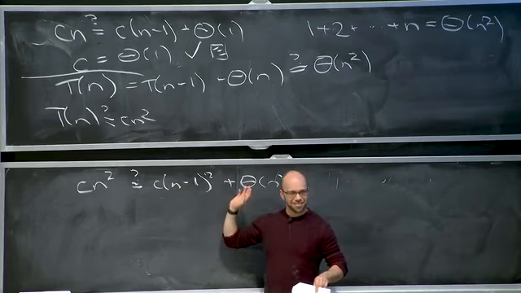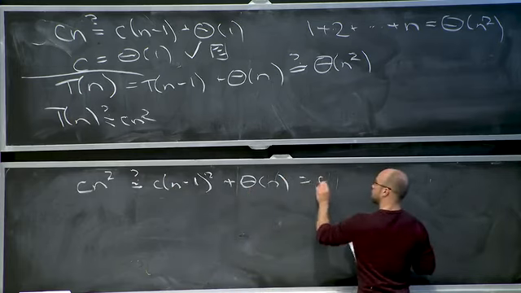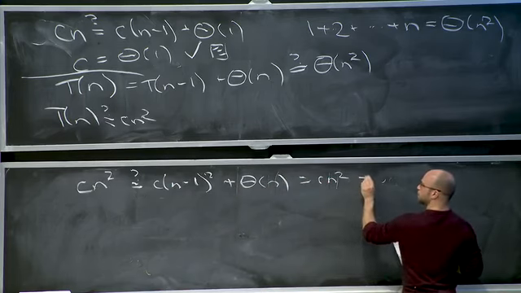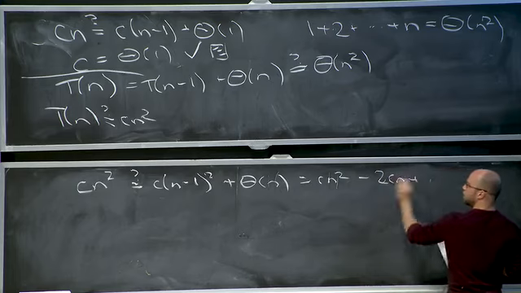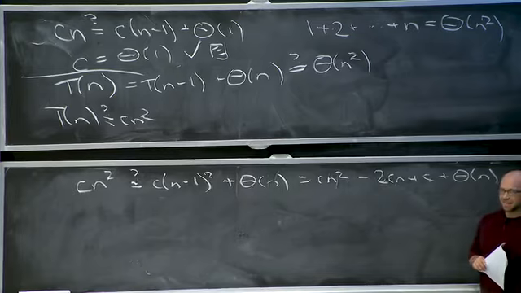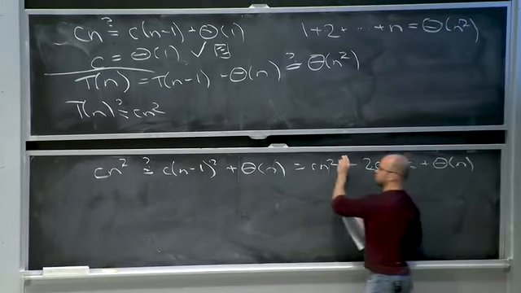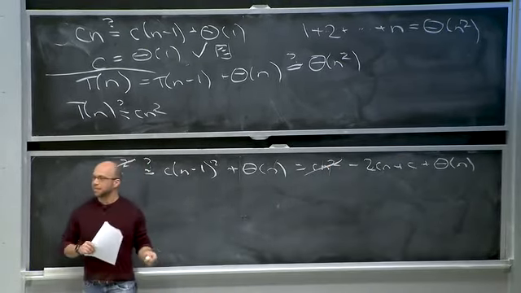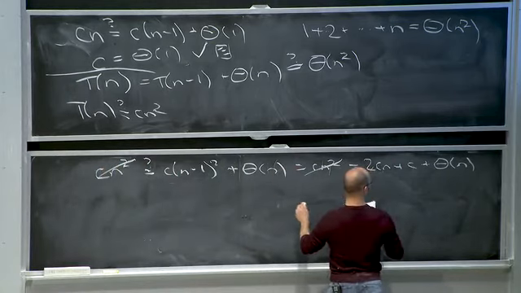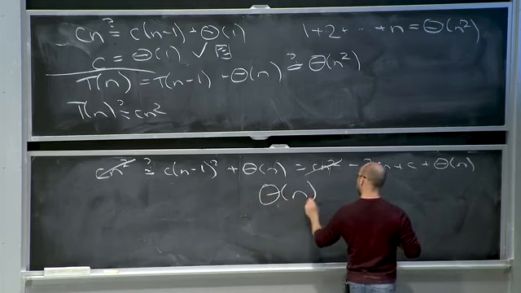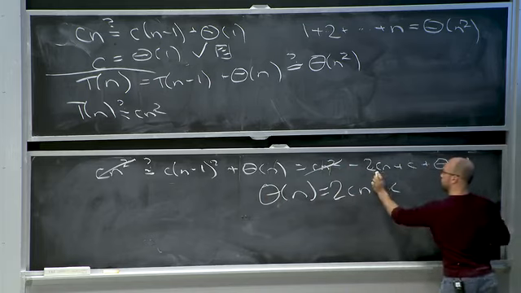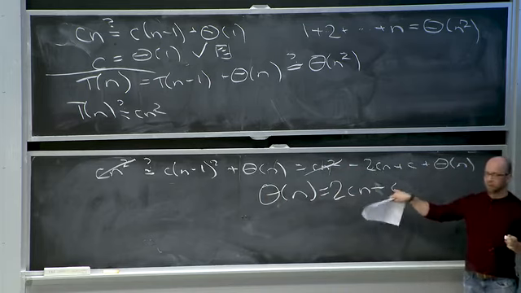plus a bunch of linear stuff. So this is really cn squared. I should be careful with it. Minus 2cn plus c plus theta of n. Notice that there's a cn squared on both sides of this equation. They go away. And what I'm left with is a nice consistent formula, that theta of n equals 2cn minus c. And indeed, this is an order n expression.